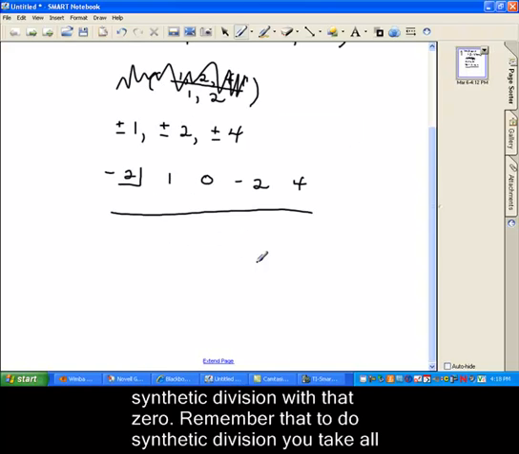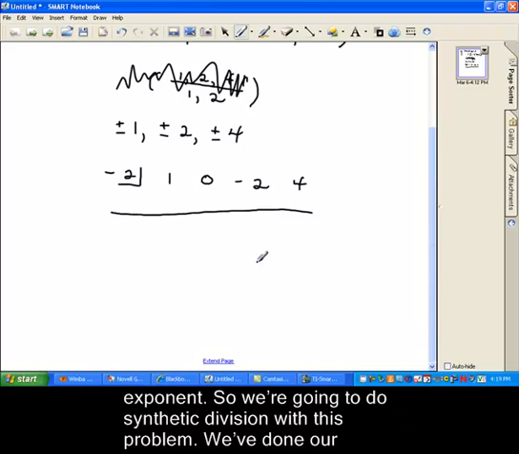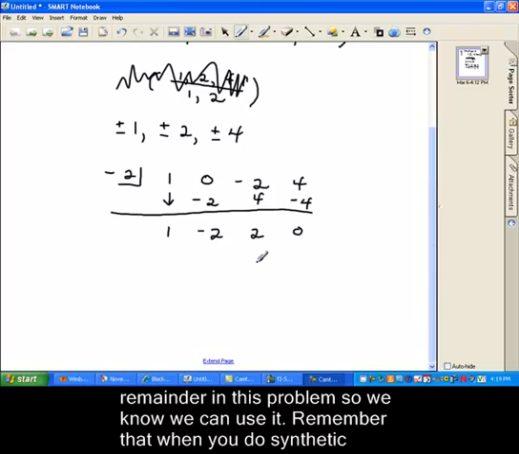Remember that to do synthetic division, you take all the coefficients of your polynomial. And remember, you put a 0 in when there's a missing exponent. So we're going to do synthetic division with this problem. We've done our synthetic division. We have a 0 at the end, so that's a remainder. So we have no remainder in this problem, so we know we can use it.